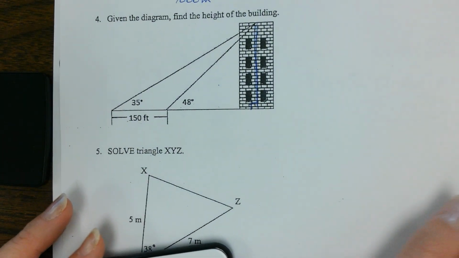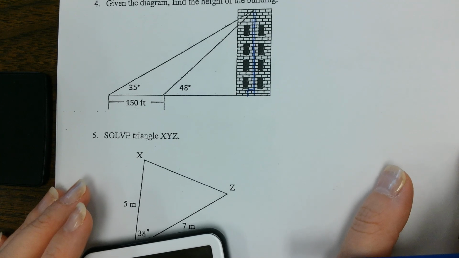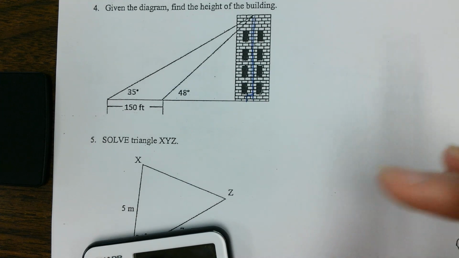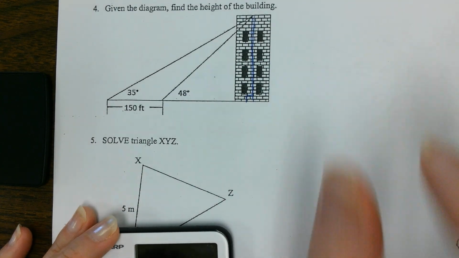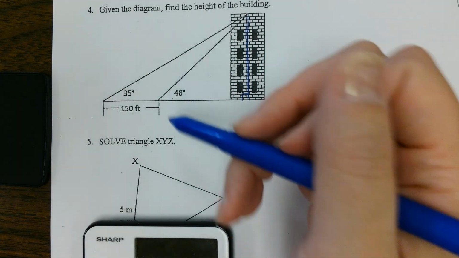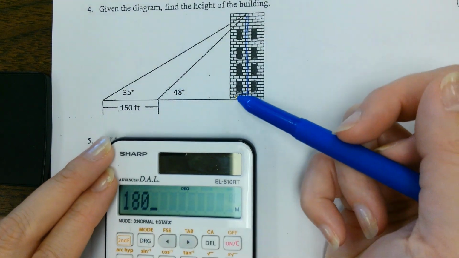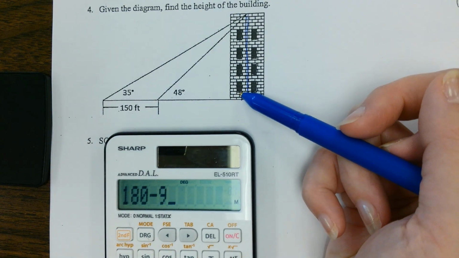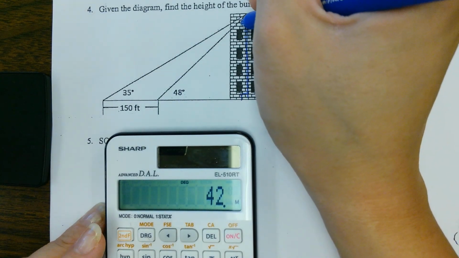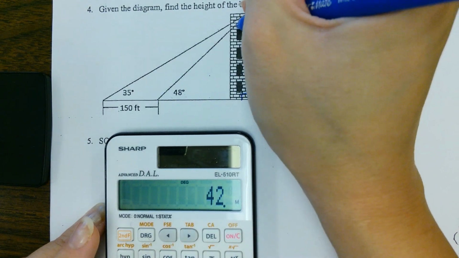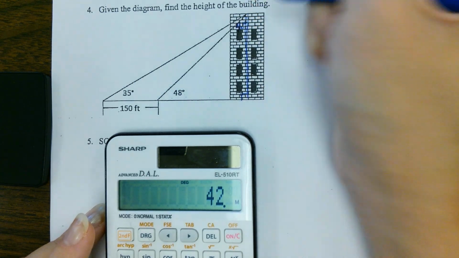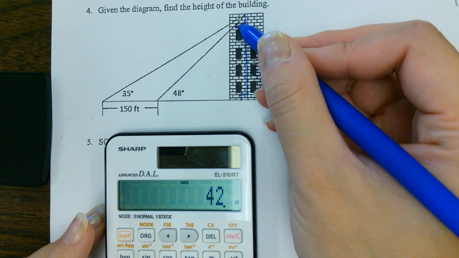So when you look at this question, you see it didn't give you much info. So what you could do is try to fill in as much information as you can. Let's say I don't know how to start. Okay, let's do 180 minus 90 minus 48. You get this angle up here to be 42 degrees.